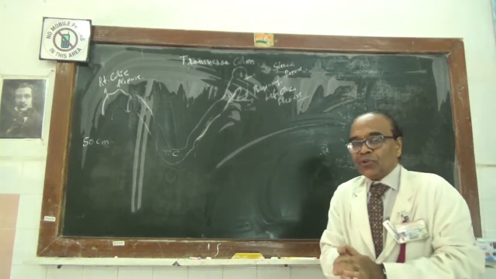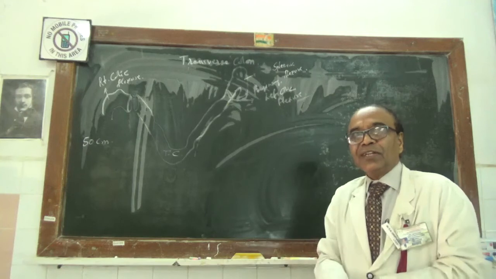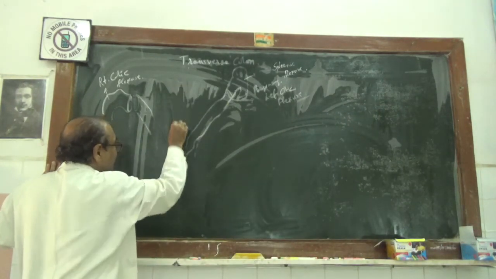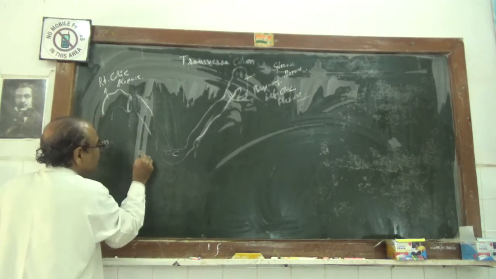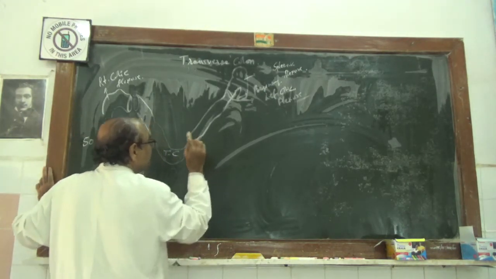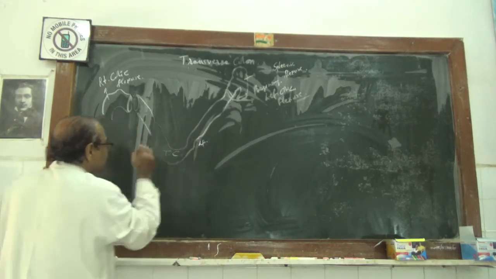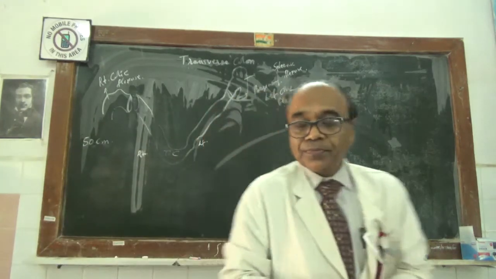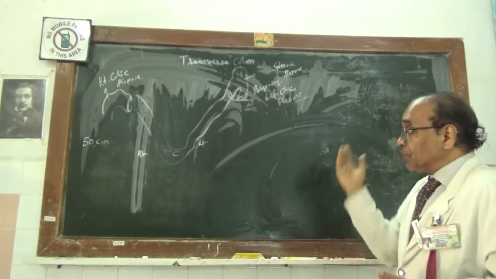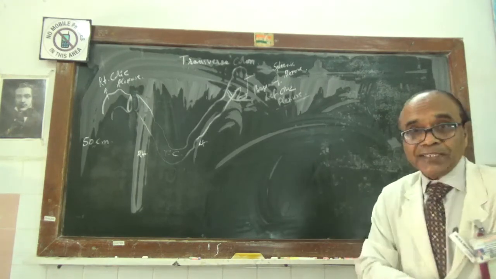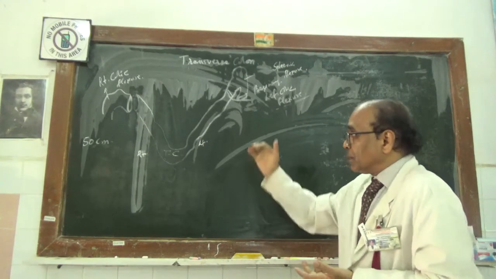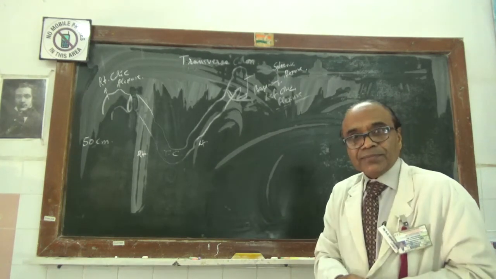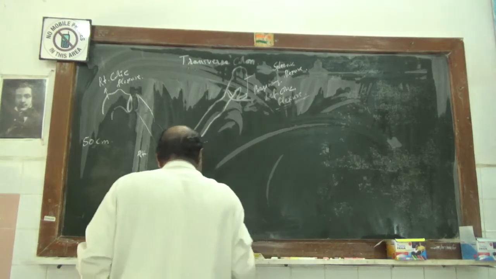Now in order to understand the relations of this transverse colon, you should divide it into two portions. One is the right part and another is the left part. This is the left, this is the right. So now this transverse colon has been divided, and either on the right side or on the left side you have to understand the relations.